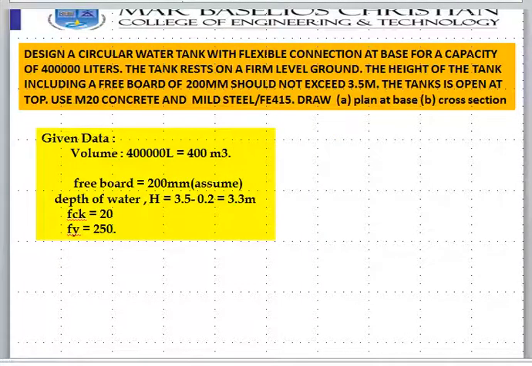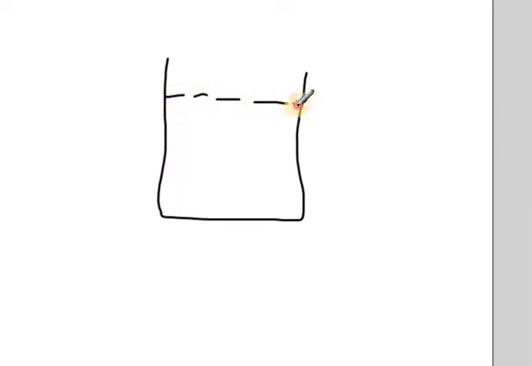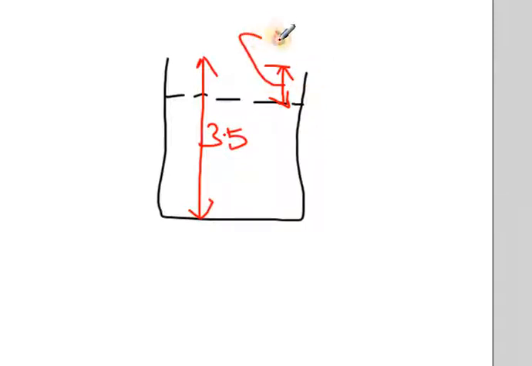So the meaning is that, let us say this is the tank, and let's say this is the water level. Now the full height of the tank, from here to here, should be a maximum of 3.5 meters, including this, which is called freeboard. Freeboard is the extra space from the water level to the top of the tank. This is given as 200 mm. So the water level we can have is maximum 3.5.